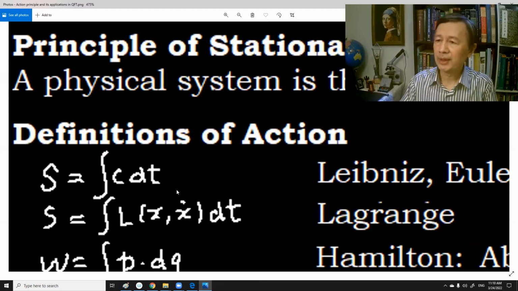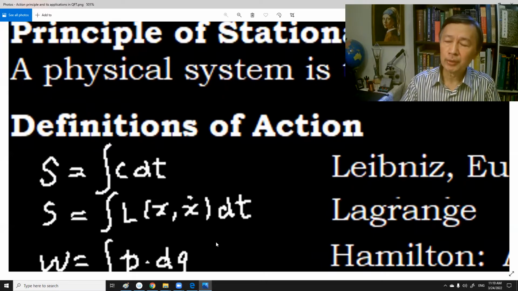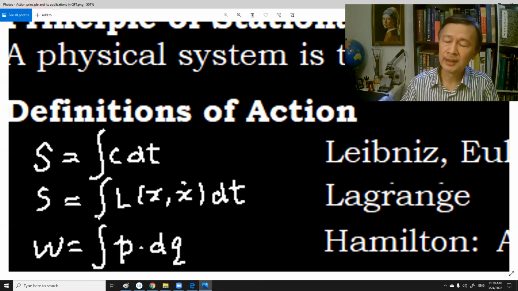Of course, everyone who studied analytical mechanics knows that the more frequently used action is actually written as the integral of the Lagrangian, L of x, x dot, where x dot represents the velocity. So that's the more recent one. Actually, the second form, this S, the action form, has been used by more people than the other form.